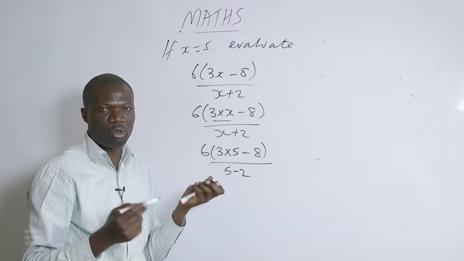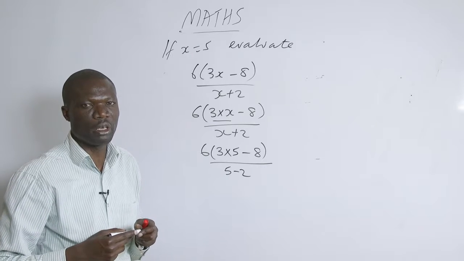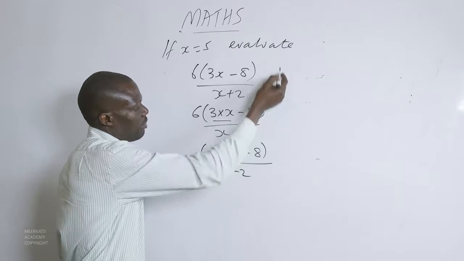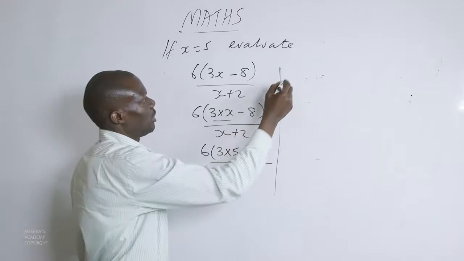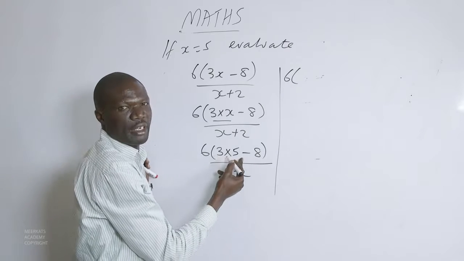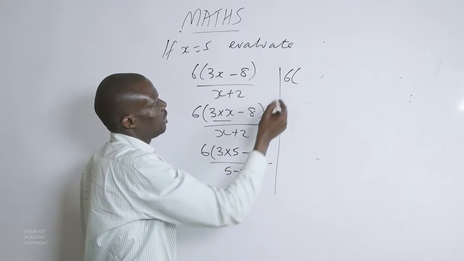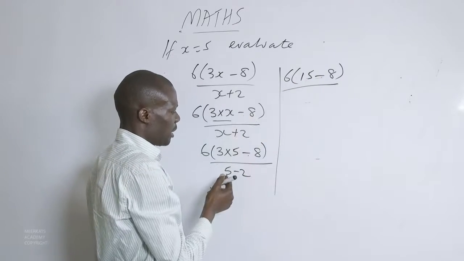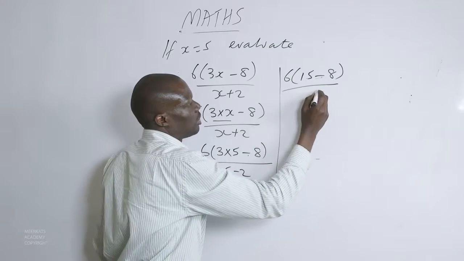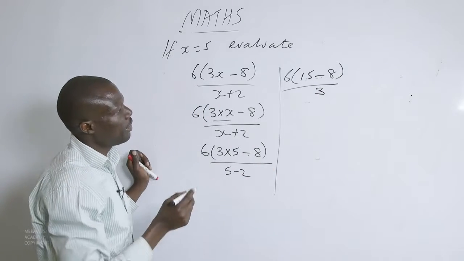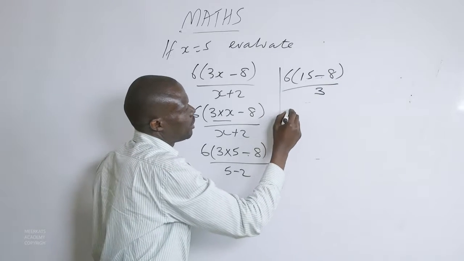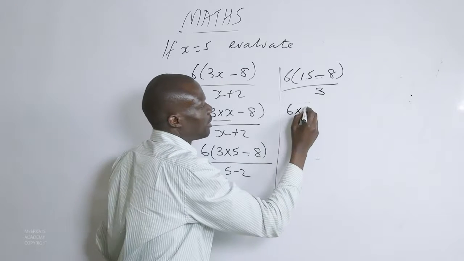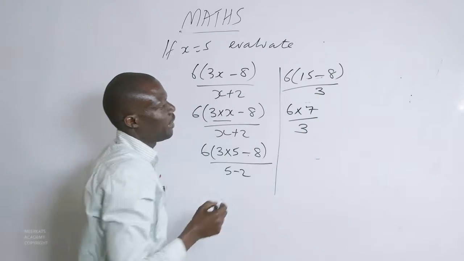Now, inside the bracket, we maintain the rule of operation where we deal with the multiplication in this particular case first. So it will be simply 6 into 3 times 5, which is 15. So 15, then minus 8, close bracket, and the denominator is 5 plus 2, which is 7. When you have that, we remove the brackets, which will mean 6 multiplied by 15 minus 8, which is 7, divided by 7.